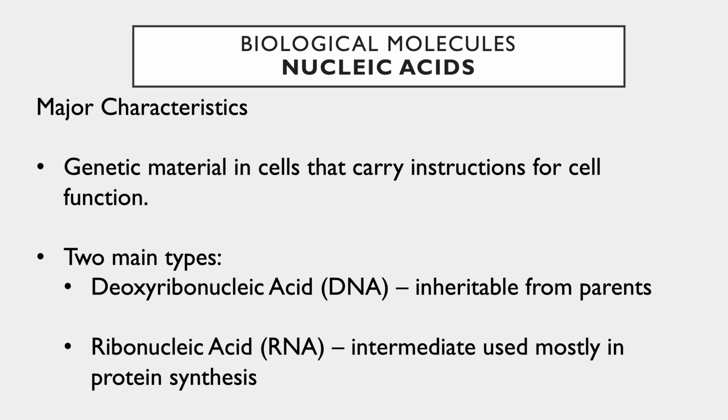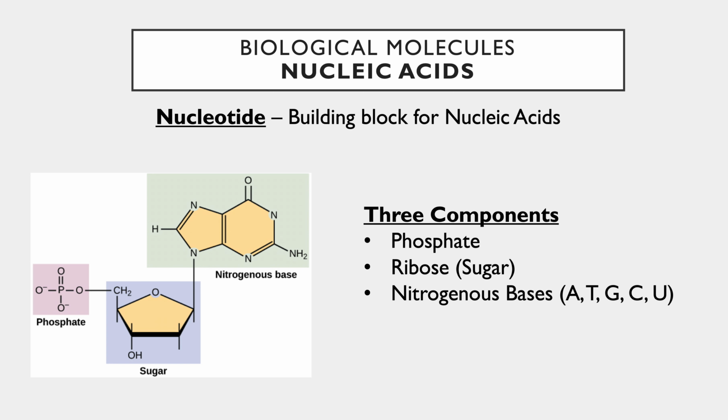The last biological molecule, called nucleic acids, carries genetic material in cells, and this information is what drives the overall function of the cell. There are 2 types of nucleic acids called deoxyribonucleic acid, or DNA, and ribonucleic acid, or RNA. Now, both DNA and RNA are built with smaller molecules called nucleotides.